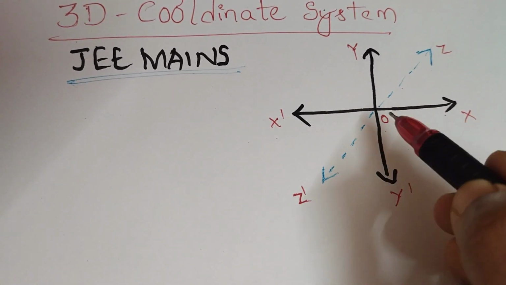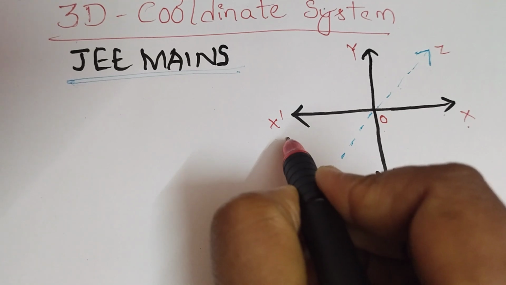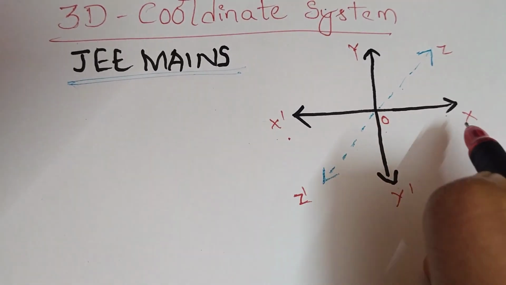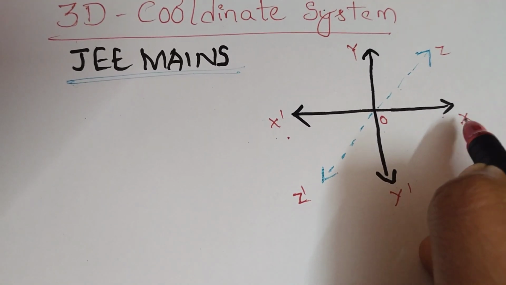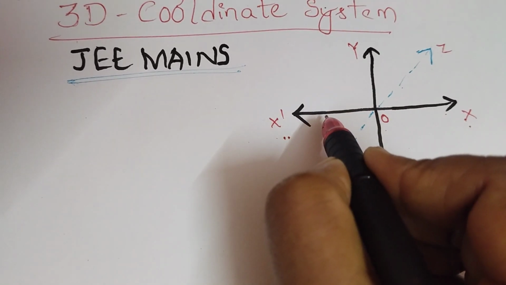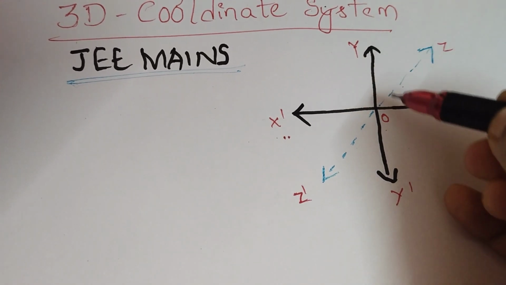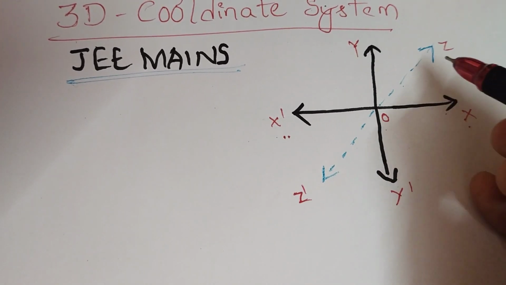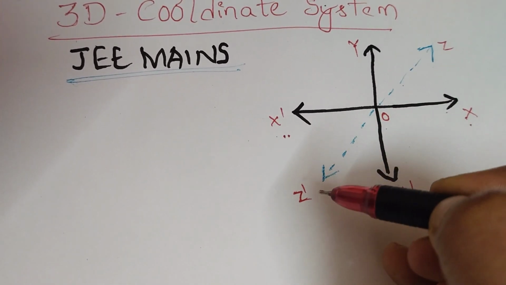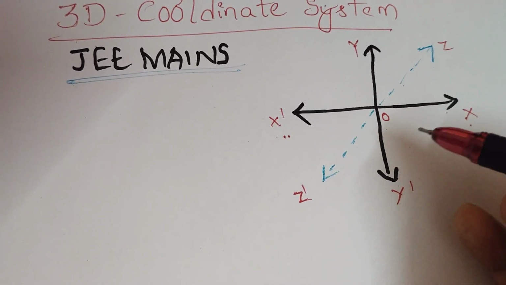Here I have drawn the coordinate system X, O, X dash. Here O is the origin. Now see, this line X, O, X dash is called the x-axis. Then Y, O, Y dash is called the y-axis. Then Z, O, Z dash is called the z-axis.